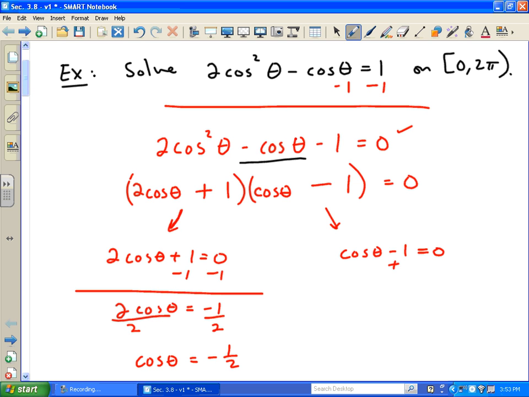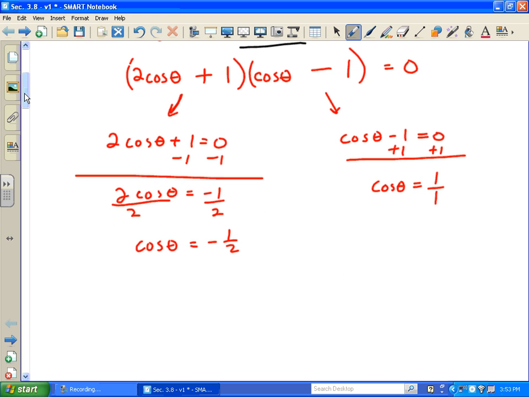On the other one, we can add over the 1. And so I have cosine of theta equals 1. And I'll put it over 1 so that it's a fraction. Now, a lot of times what this will do is it will create more solutions than we would normally have. In other words, out of this left-hand equation, cosine of theta equals negative 1/2, I expect to get 2 answers. Out of the right-hand equation, I actually expect to get 1 answer because I have a radius of 1. So total, in this particular set of equations, I should get 3 answers.